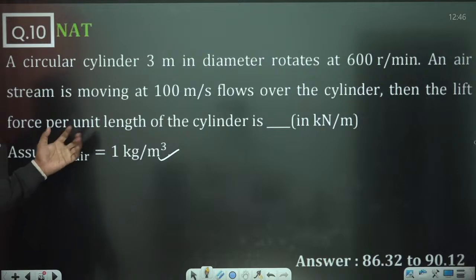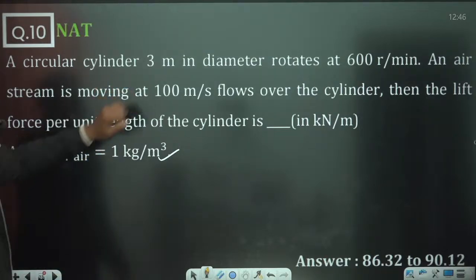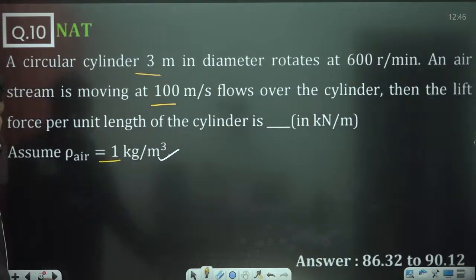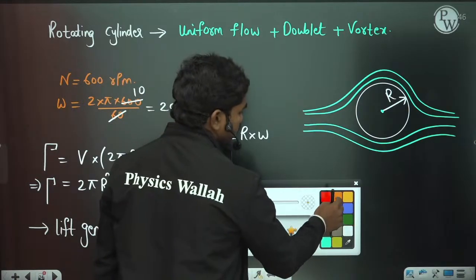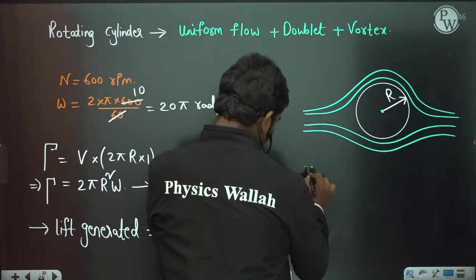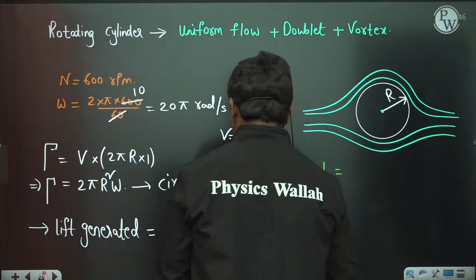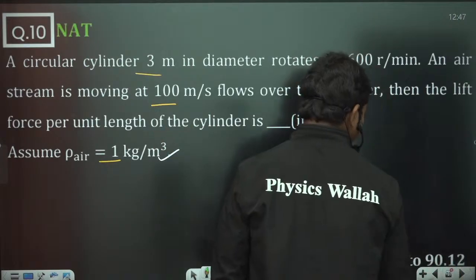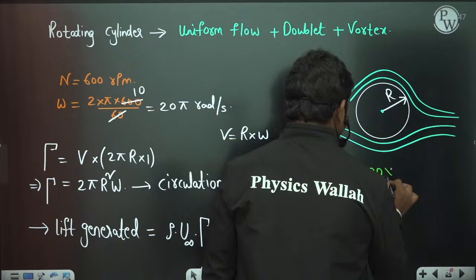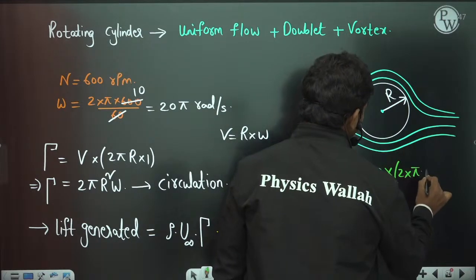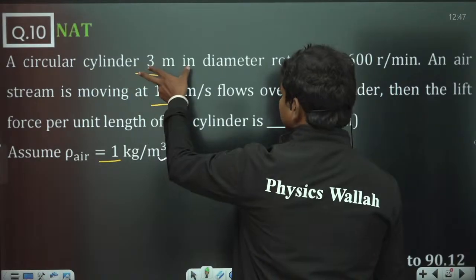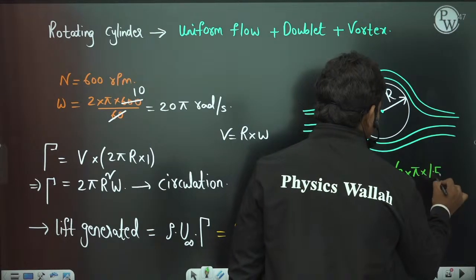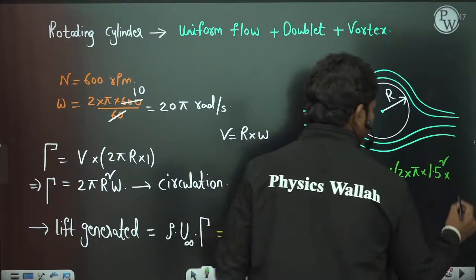Here they have given you all the quantities. Omega is known, the circle diameter is known, and the uniform velocity is also given. Density of air, they asked you to take 1 kg per meter cube. So you have all the values. Let us substitute. The lift generated is equal to density 1, free stream velocity 100 meters per second, into 2 pi R square. The diameter is 3 meters, so 1.5 is the radius. So 1.5 whole square into omega, which is 20 times pi.